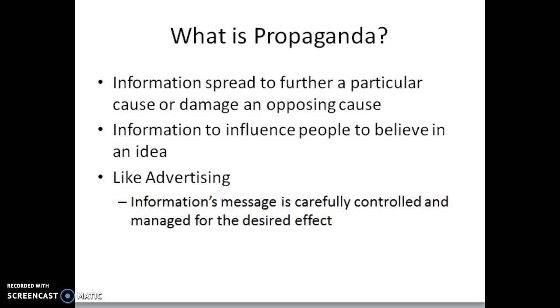It is kind of like advertising a little bit because the message is carefully controlled and managed, but propaganda is like advertising on steroids, and usually you're not selling a product like advertising. You're selling an idea, and sometimes those ideas can be pretty harsh.